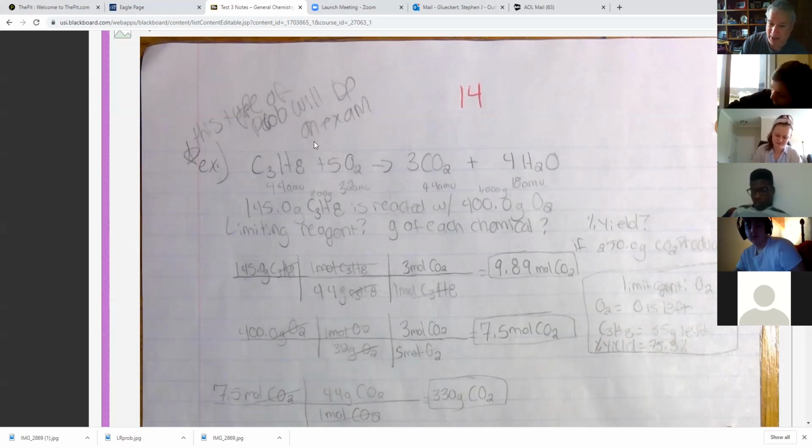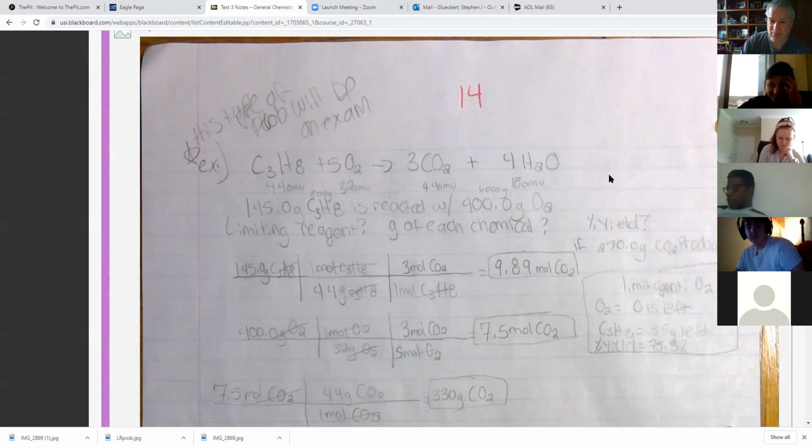I will give you the balanced chemical equation. But think about generally what this problem is going to entail. Given a balanced equation, given an amount of one starting material and an amount of another starting material, I'm going to ask you: what's the limiting reagent? How many grams of each thing are left at the end? And what's the percent yield?